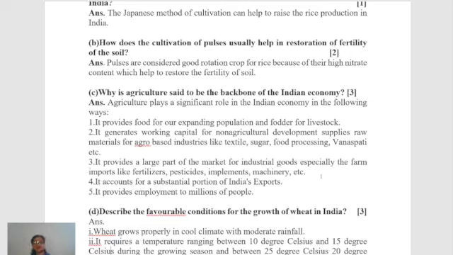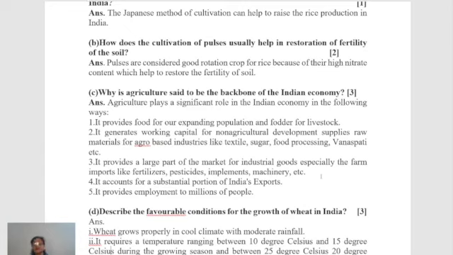Why is agriculture said to be the backbone of the Indian economy? First of all, agriculture and industry, these two are the main sectors of the economy, right? Now, when we talk about India, agriculture plays a very significant role in the Indian economy, and that's why the Indian economy is many times also called an agrarian economy, which is highly dependent on agriculture, right? Now you can see how.